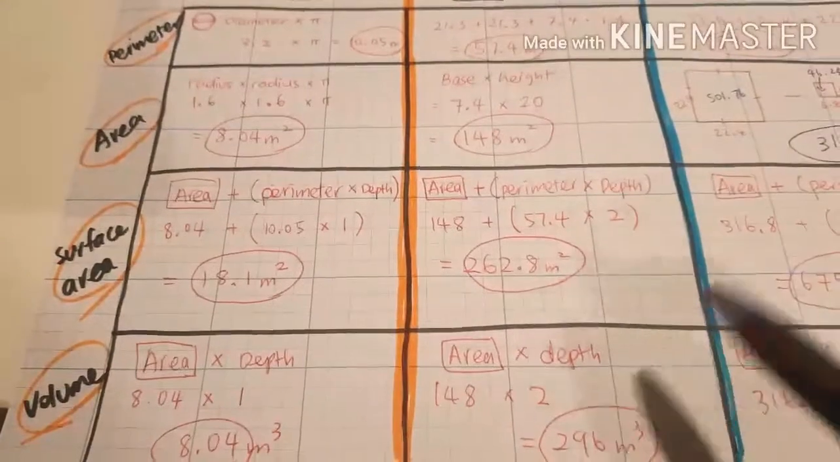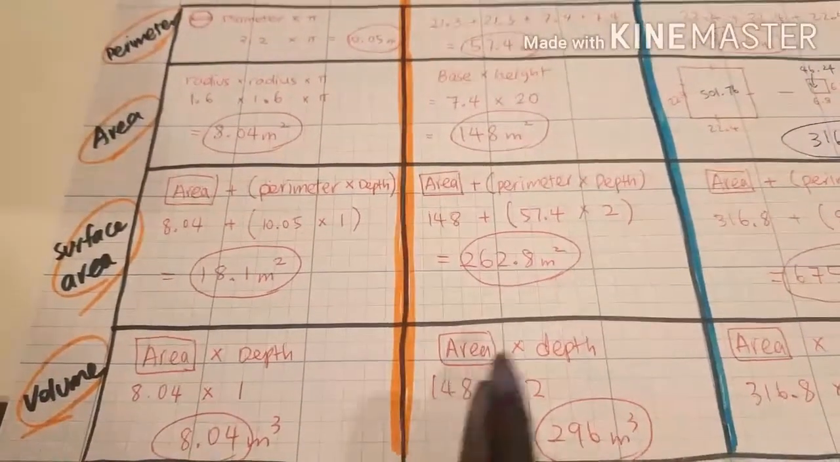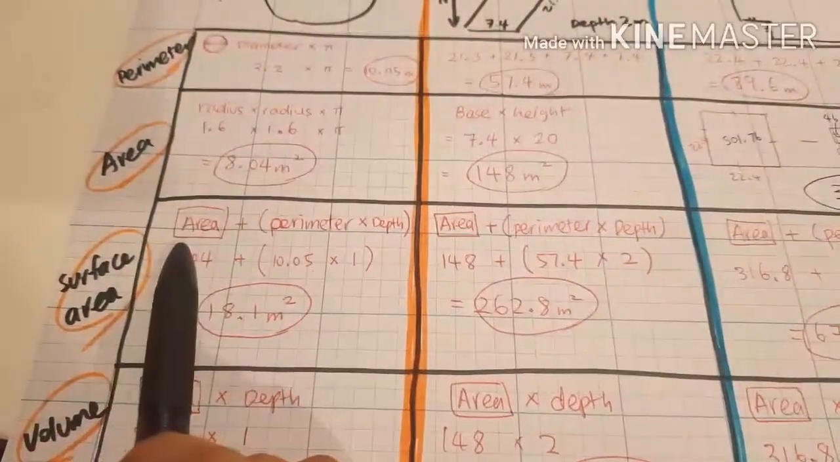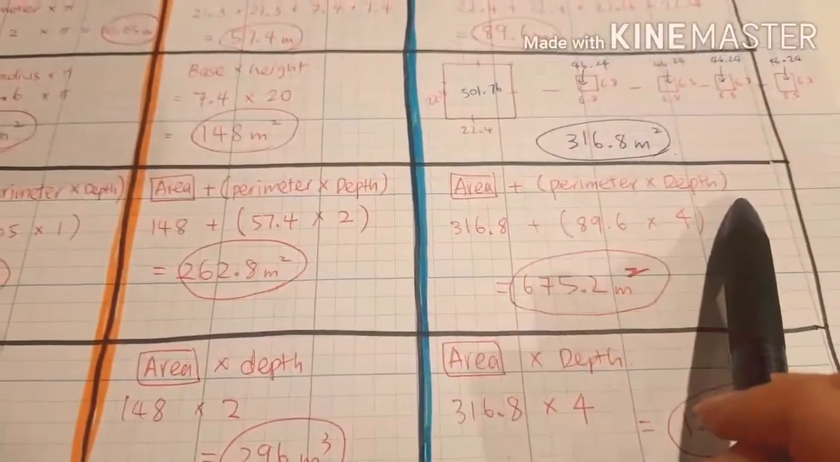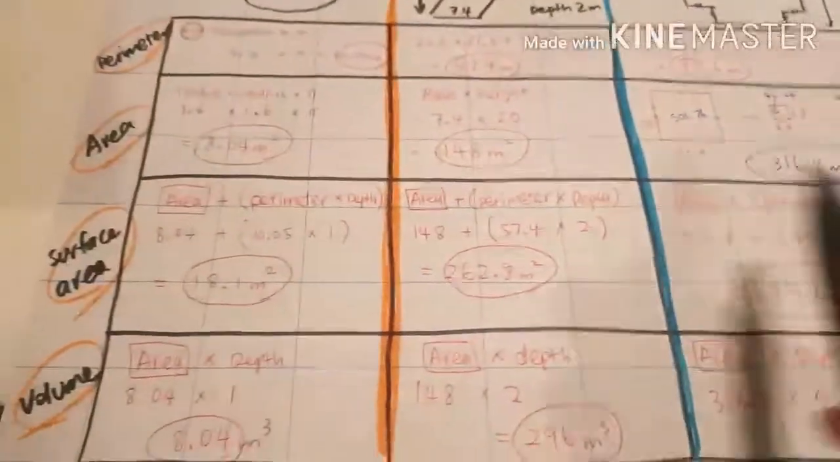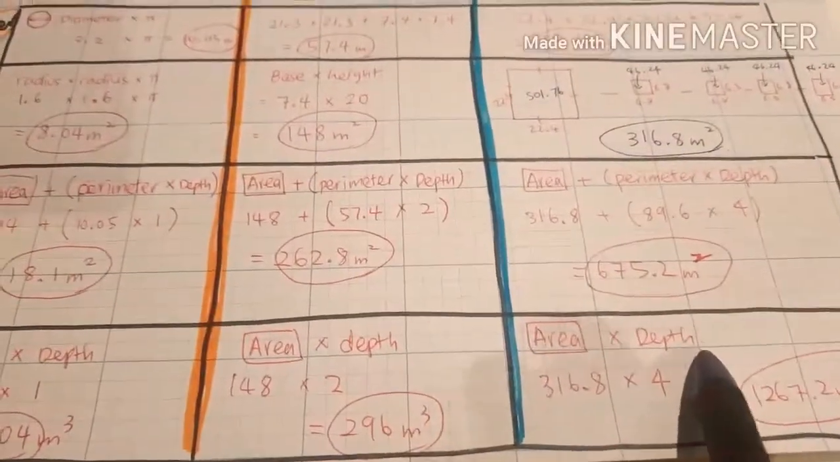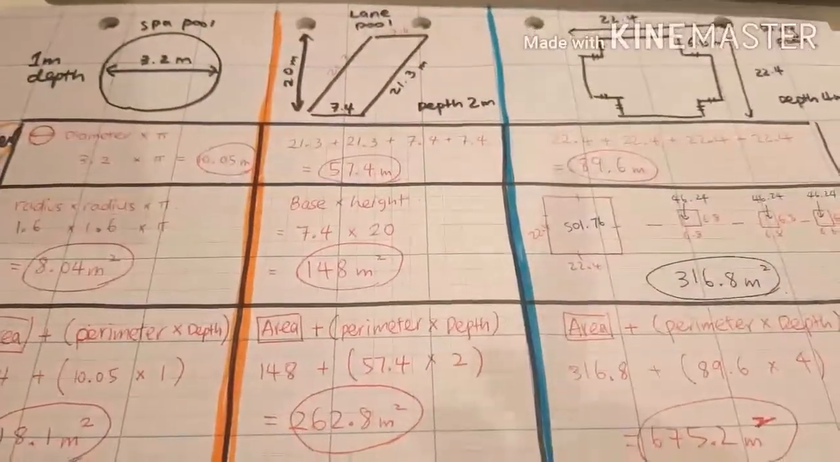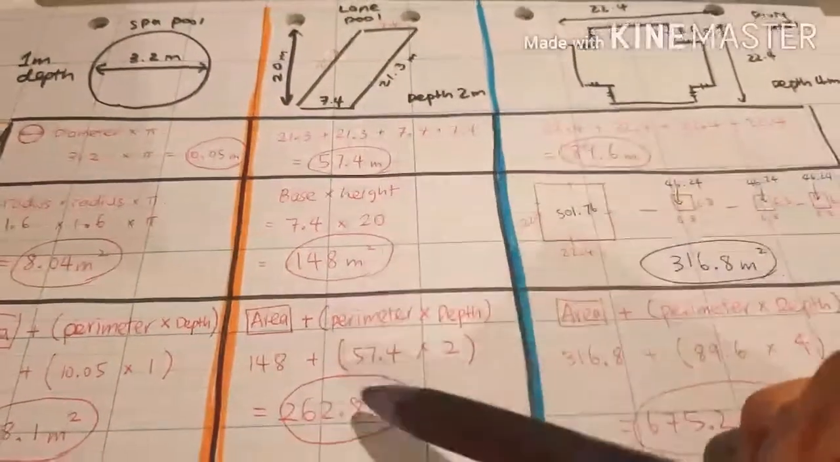And volume, the last one, it's exactly the same, right? Area times depth. Do you want to have a look? For surface area, I just need to follow all that method, no matter what the shape is. And also the volume, it's the same. So if we're dealing with a prism, then you don't need to worry about it. It's going to be the same.